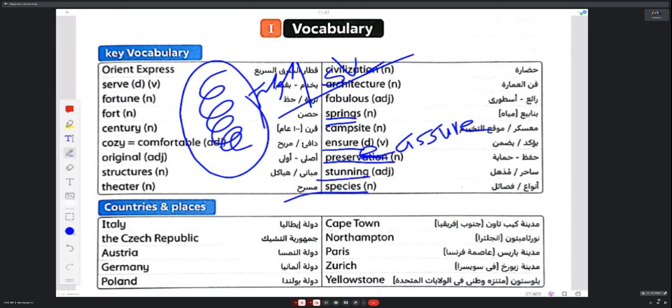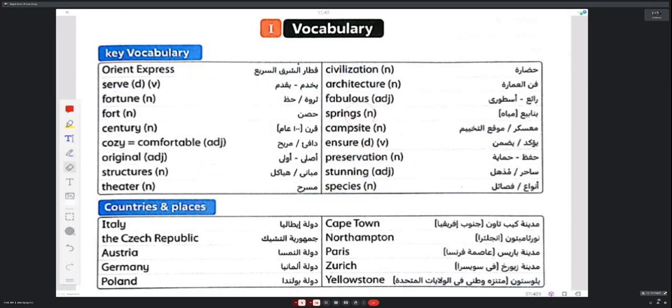Species. Some people call it species. Species or species, plural and singular. We can use it as a singular, we can use it as a plural. Okay, Luigi.